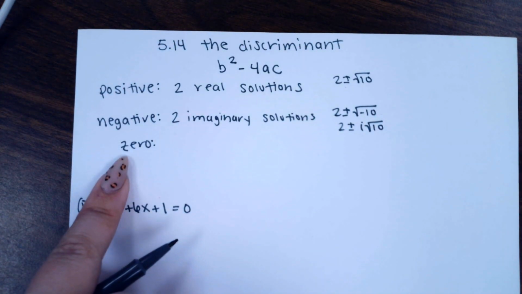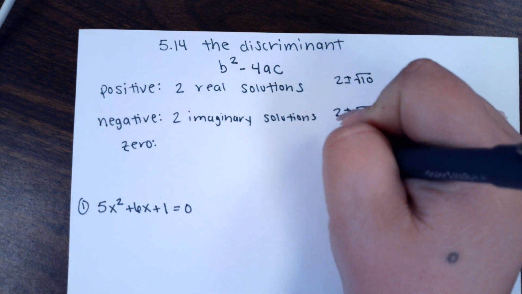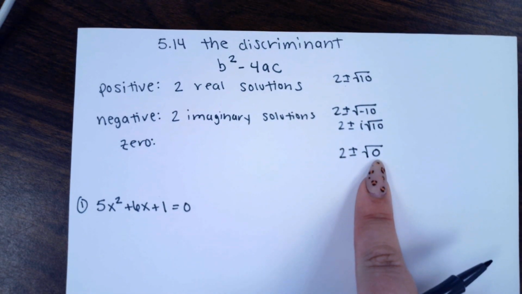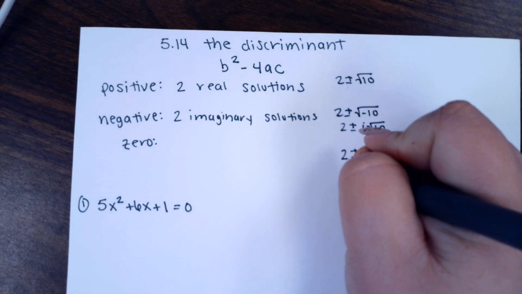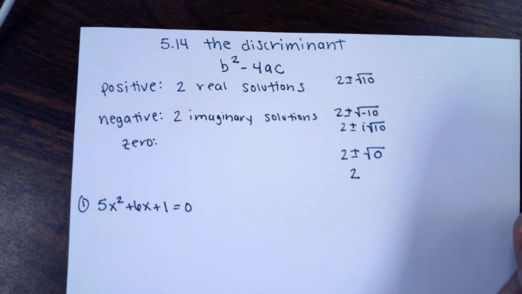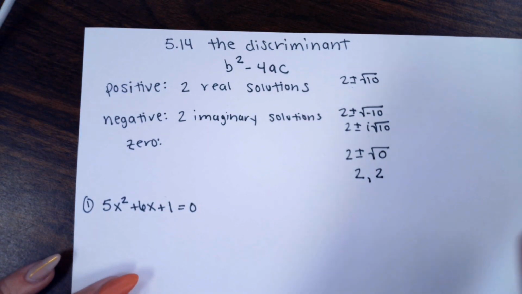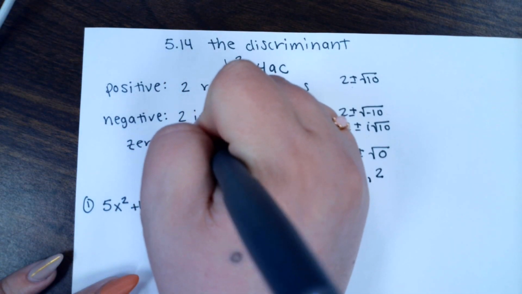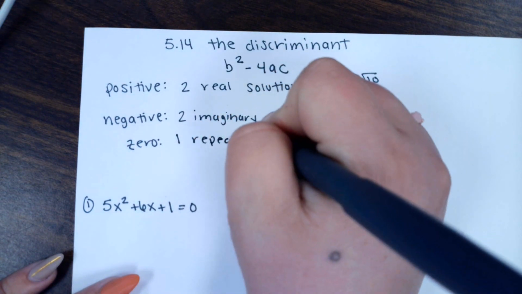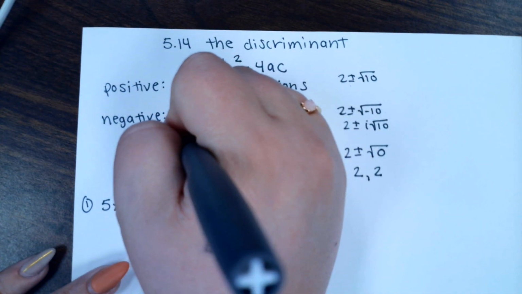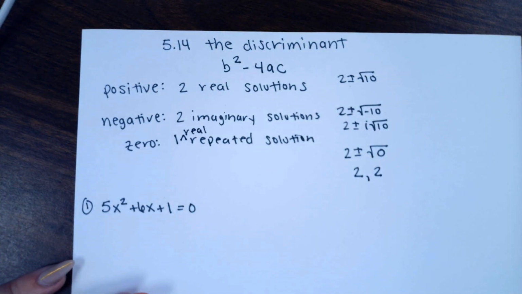If you have a 0 discriminant, let's take a look at what that would look like. 2 plus or minus the square root of 0. So 0 is our discriminant. That means our answer is really just 2. But because it's a quadratic, we really have two solutions. We just have 2 twice. So we have one repeated solution. And I should say one real repeated solution.